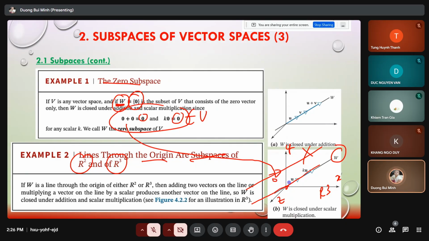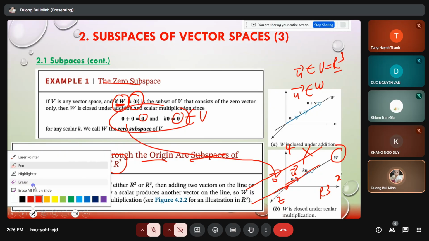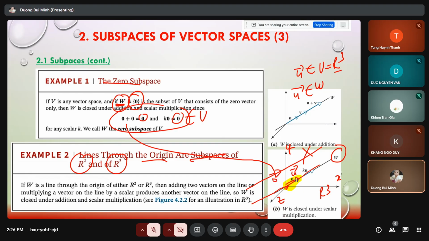So if here we have vector u, and vector u belongs to vector space V, and say V is R3, so u belongs to R3. If vector u belongs to W, then k times u belongs to vector space V, and k times u also belongs to W. So they have the same characteristics.